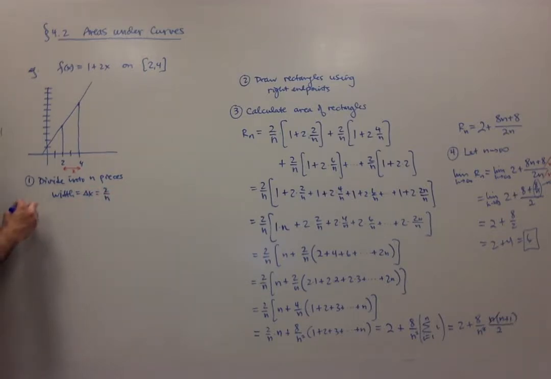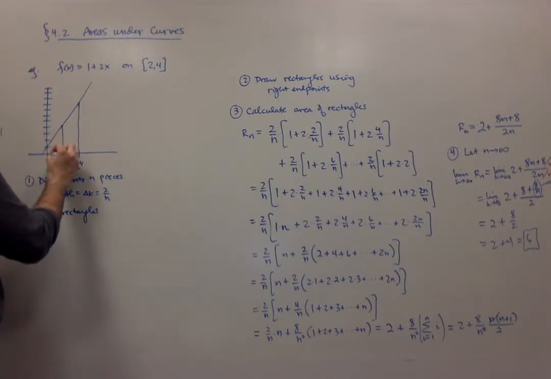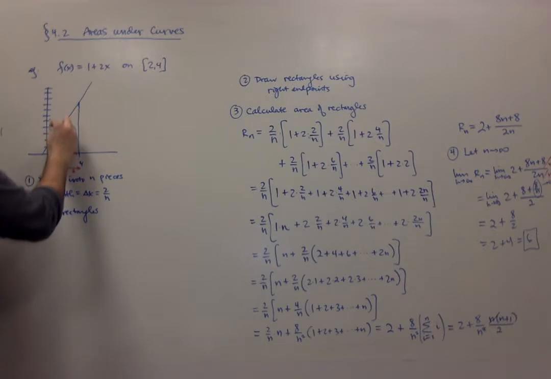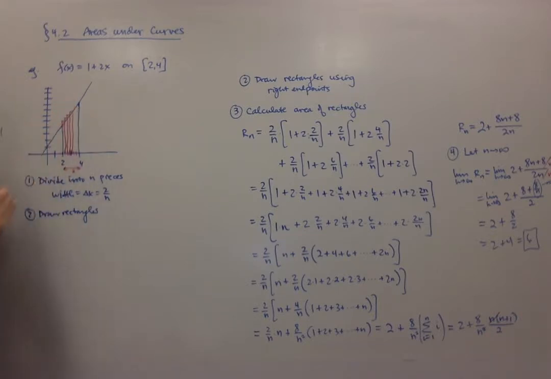Okay. So then let's draw the rectangles. And let's, again, use the right. So we're going to divide this into a bunch of different pieces, and I'm going to use the right endpoints here. All right, and then my third step is to calculate the total of the areas there, right?